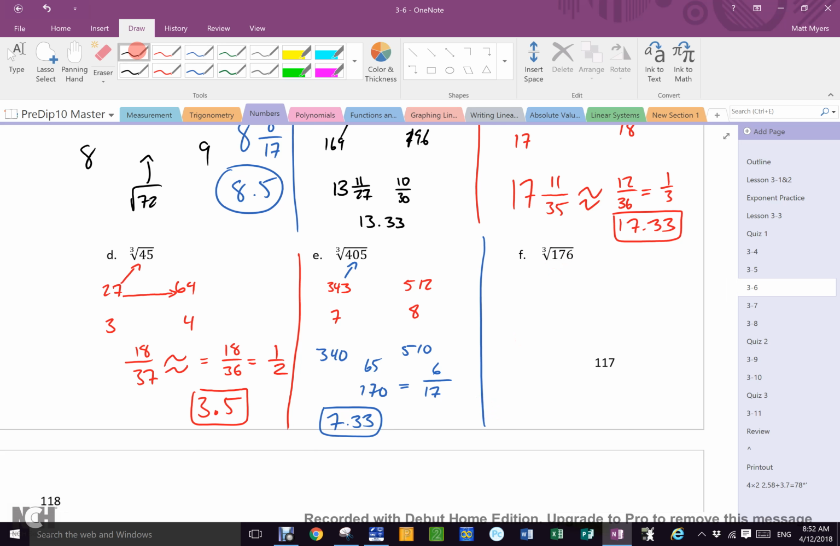And for 176, we'll just finish it off. It's between what and what? 125, which is 5. 6, 216. I shouldn't have written it that way. 216, 6. That is 90, right? Essentially, right? And that is 50, right? So it's 5 and 50 over 90, which is 5 over 9, right? Which is a tiny bit past half, right? So what about 5.51? Everybody cool? It's easy peasy, right?